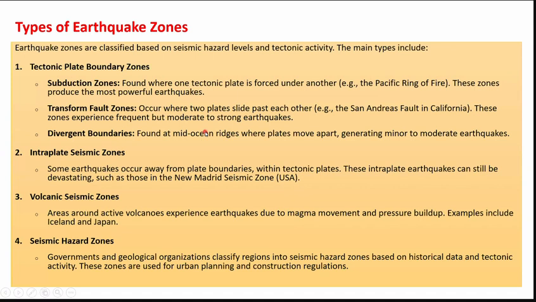Oh, I hope I'm not too fast again. So these are different types of earthquakes.